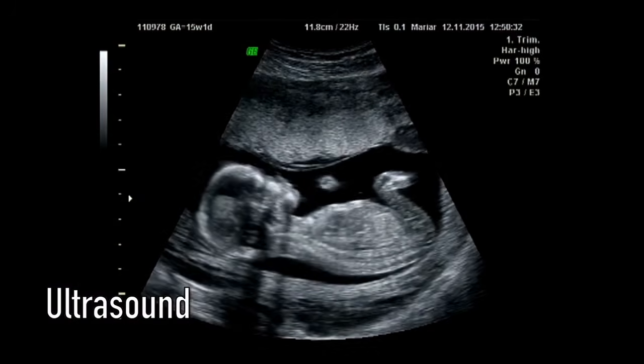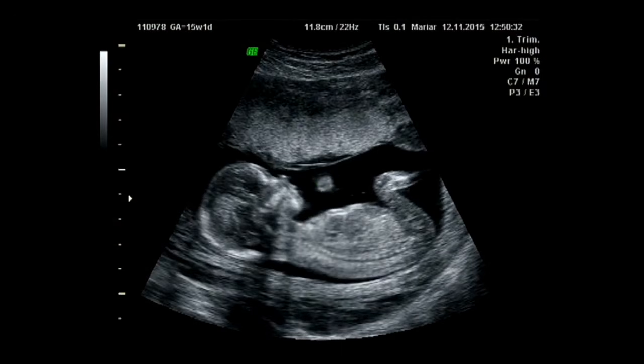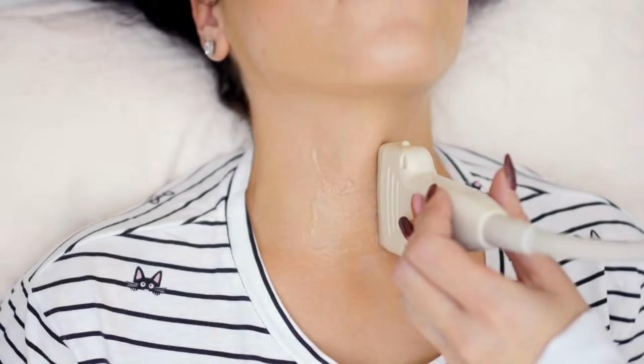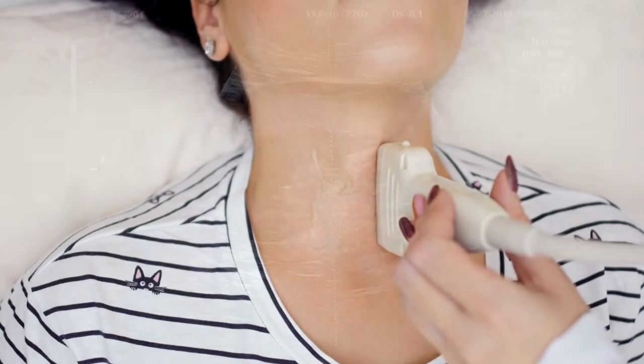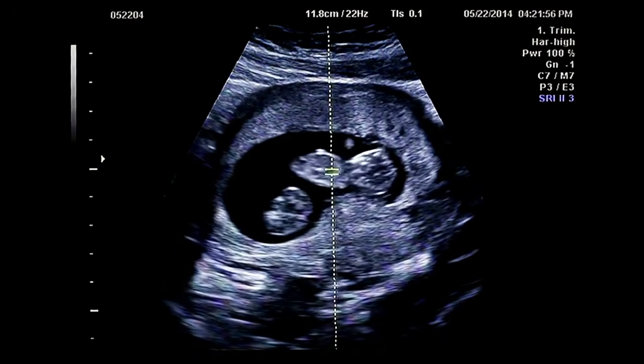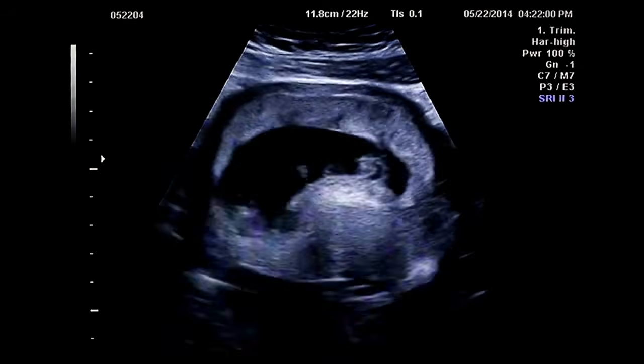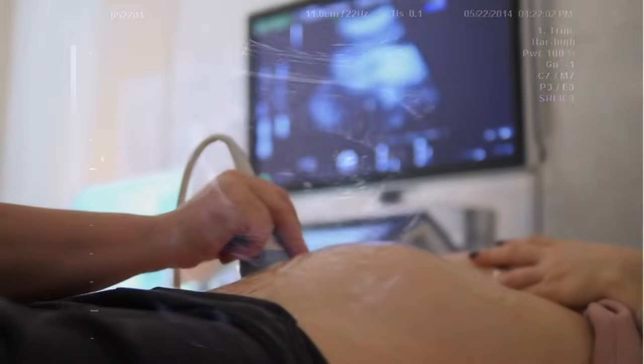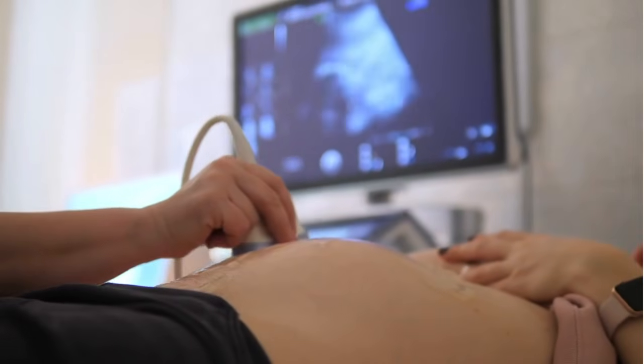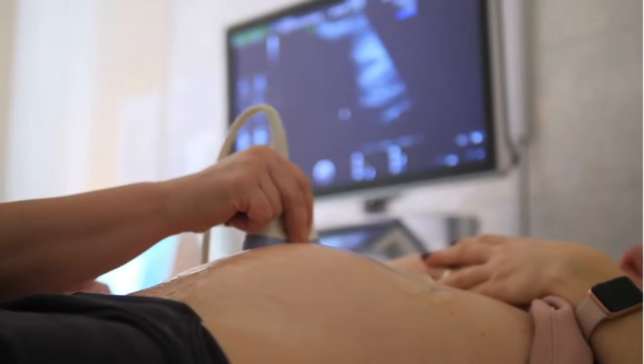Ultrasound is a non-invasive imaging technique that uses high-frequency sound waves to create real-time images of internal organs. Ultrasounds are often used during pregnancy to monitor fetal development and for abdominal and pelvic examinations.